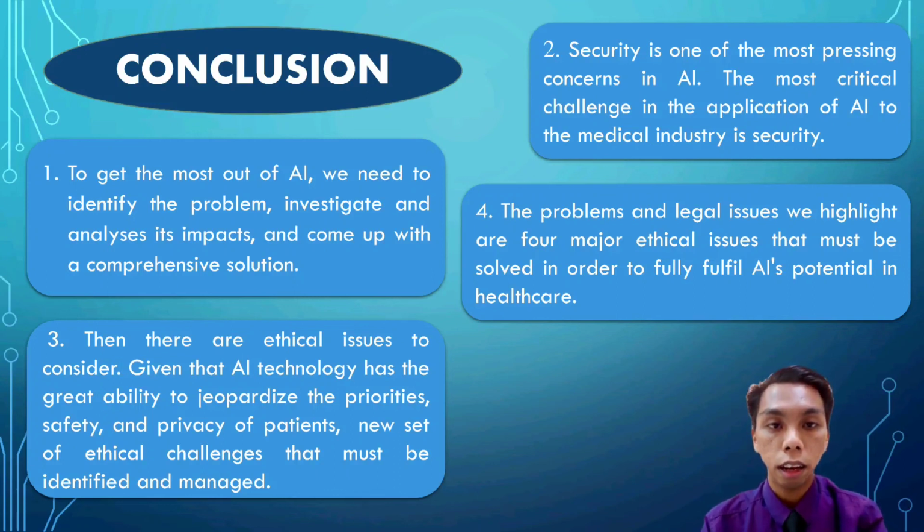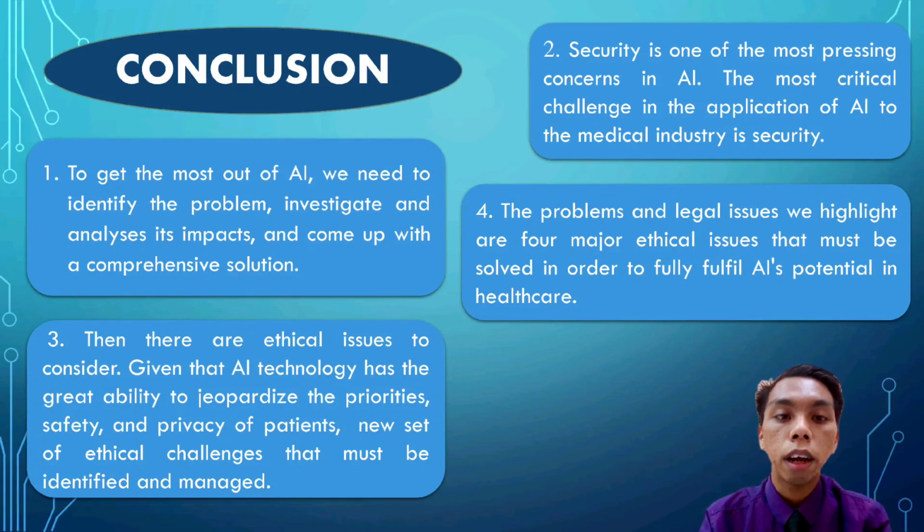Lastly, the problem and legal issue we highlight are four major ethical issues that must be solved in order to fulfill AI potential in the healthcare. To begin, obtain informed consent to use. Second, there are the issue of security and openness. The third point to consider is algorithmic fairness and bias. Finally, there are data security to guarantee that AI is successfully adopted in ethical and valid manner.